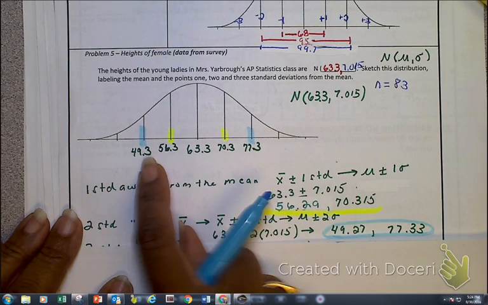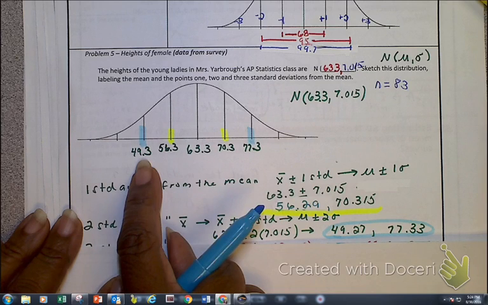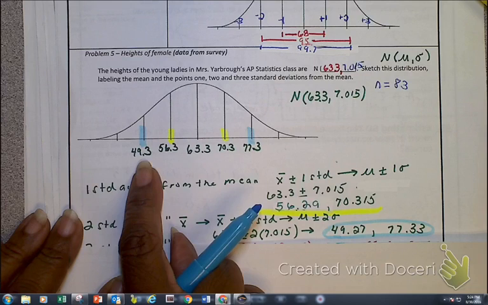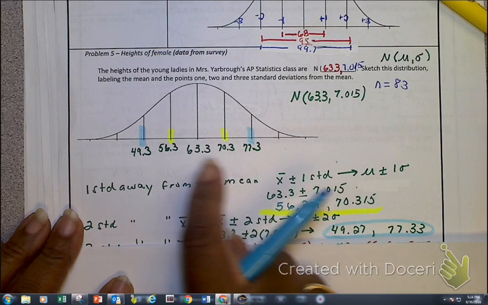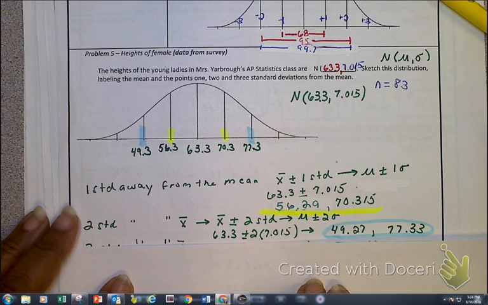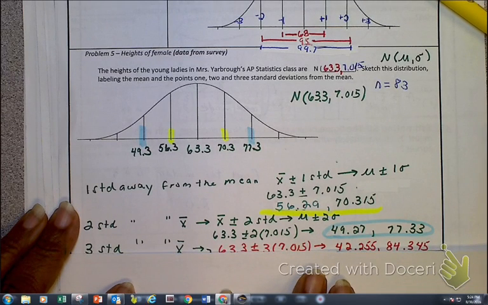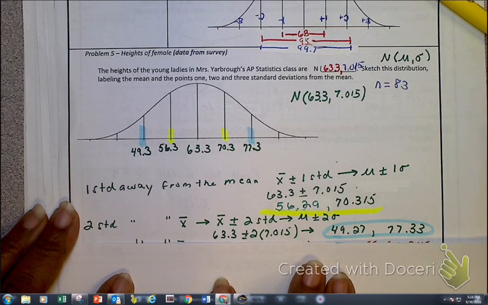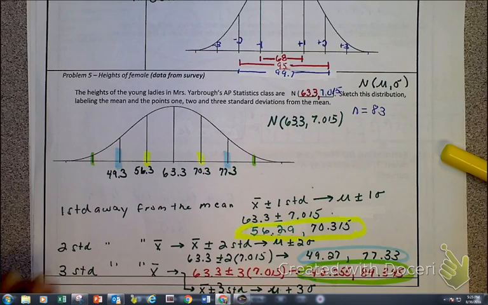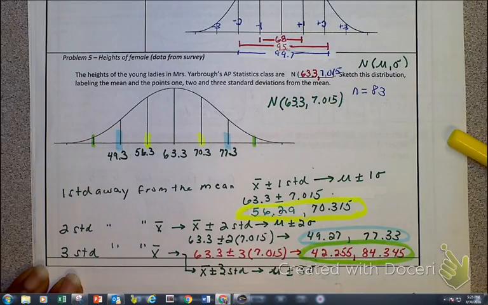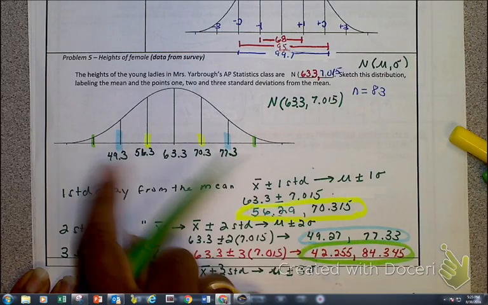That's 2 standard deviations. This is 2 standard deviations below the mean, the 49.3, and the 77.3 represents 2 standard deviations above the mean. And then finally, here, I want you to find the 3 standard deviations, but I'm hiding it. I want you to do it yourself. Okay, so go ahead and check yourself. And can't forget to put them up there.